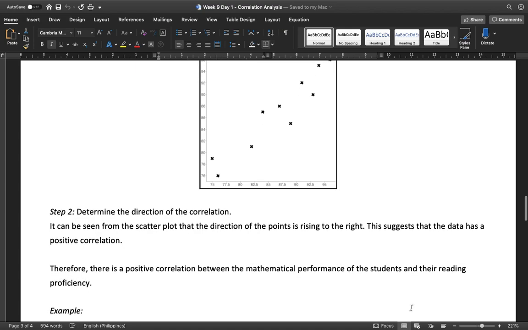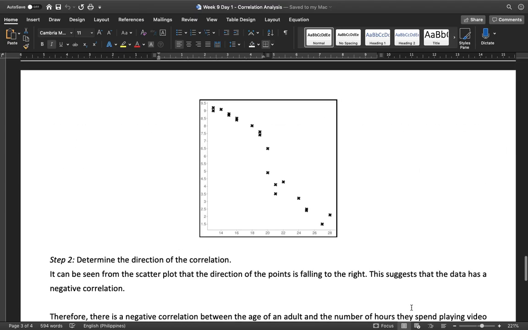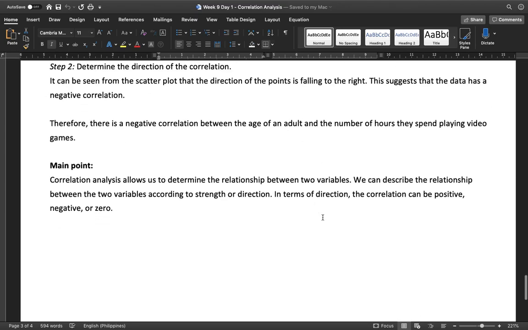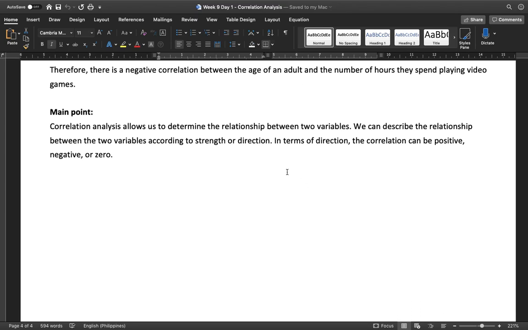Okay? So, yun. So, there's another example here. Aralin niyo na lang yan. Okay? I'll give you naman the document for this.